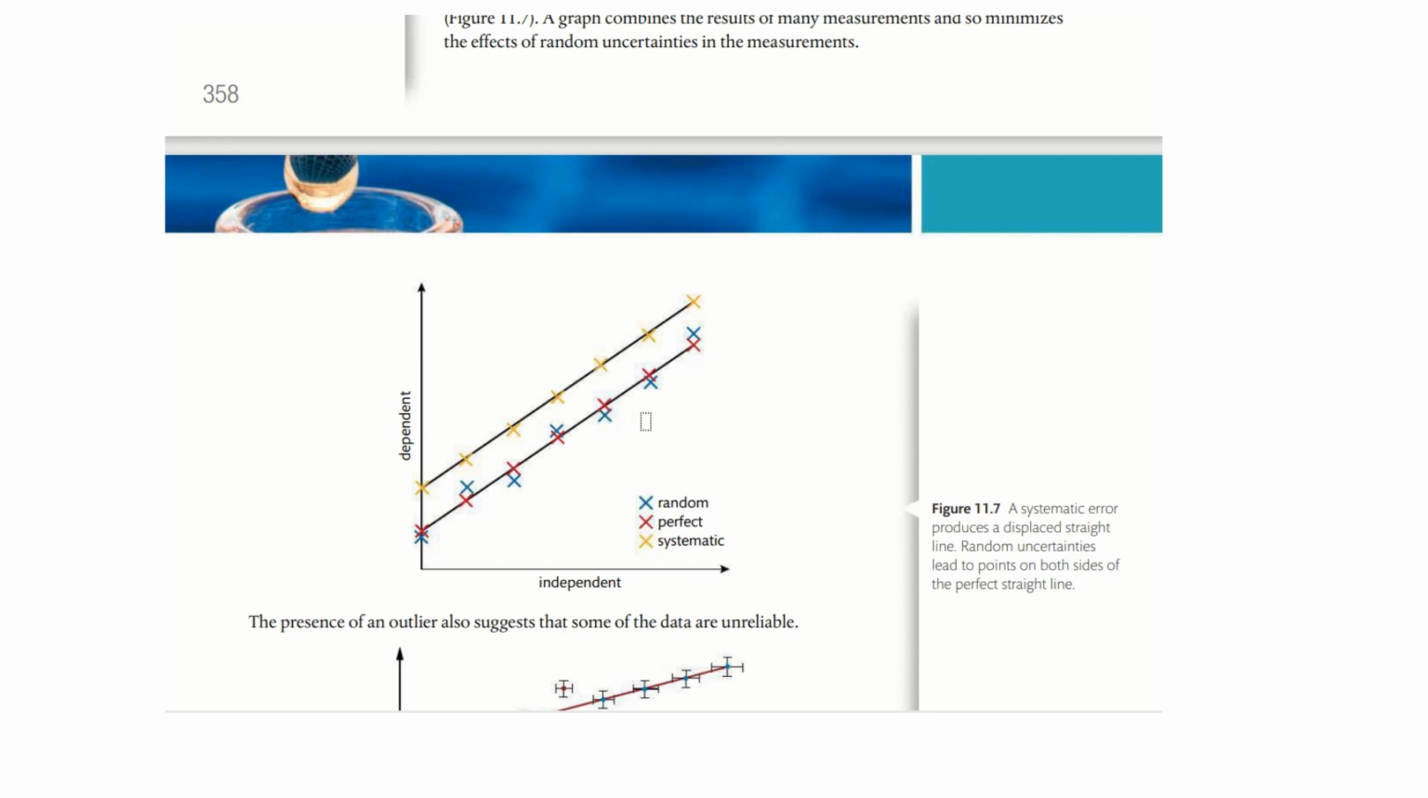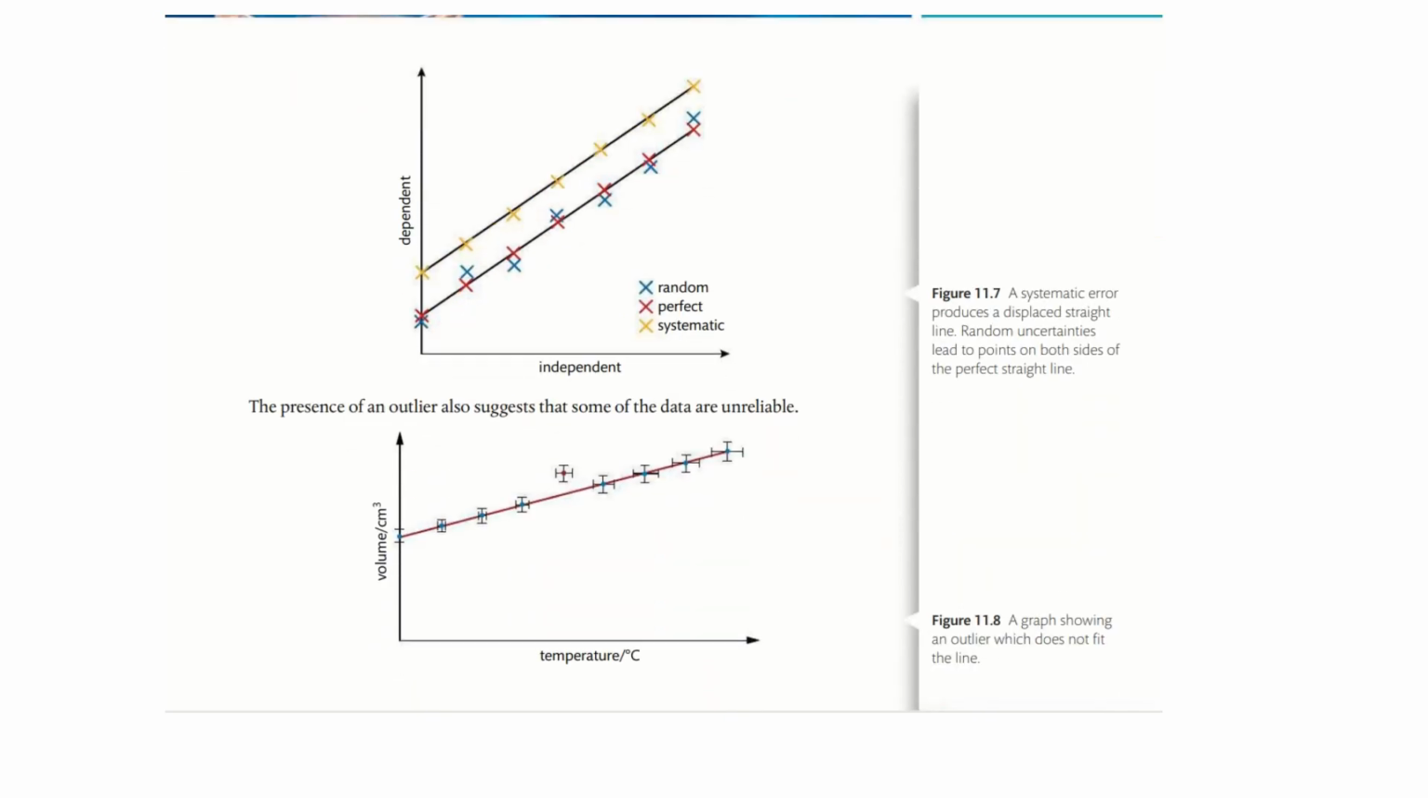Okay, so this is why your choice of experiment, the type of techniques that you use or the apparatus that you use is extremely important in getting the most reliable data. Okay, so this is one way of showing you this information here.